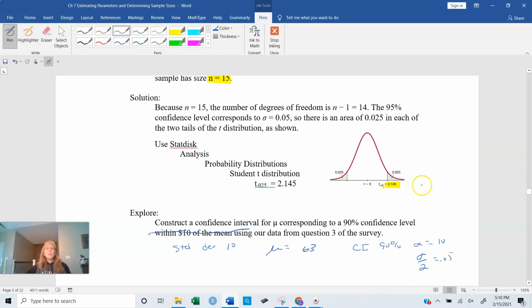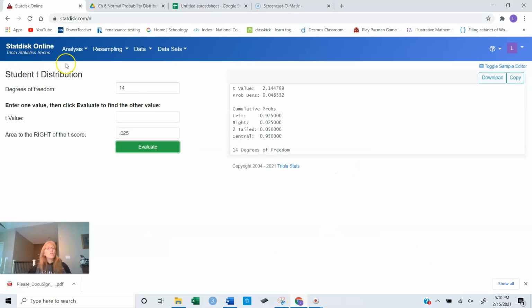All right, so now let's go plug this into our StatDisk. So now we have analysis of student t-chart again. This time our degrees of freedom, since we had 53 people, will be 52. The t-value we don't know. The area to the right was 0.05, and hit evaluate. And we get a t-value of 1.674688.